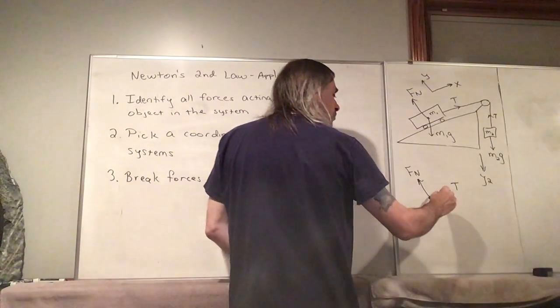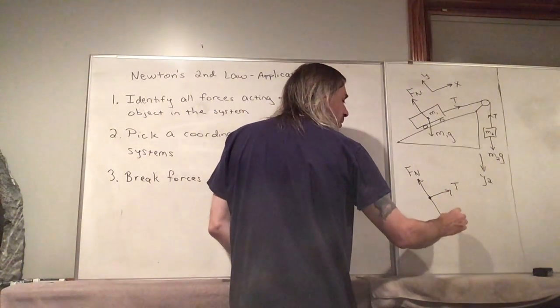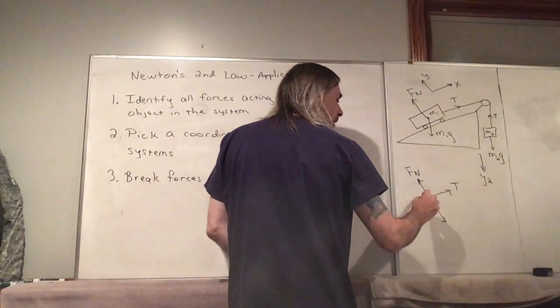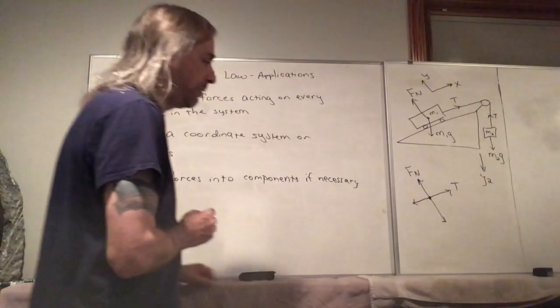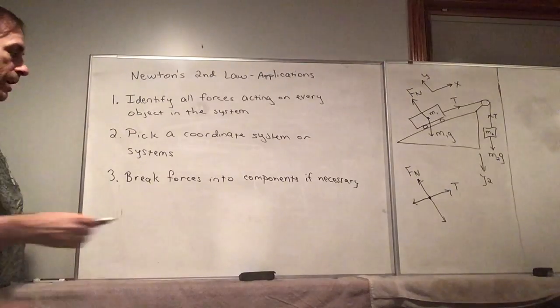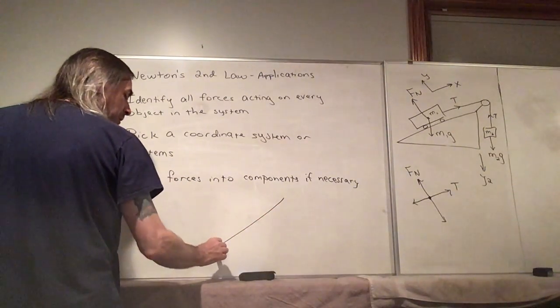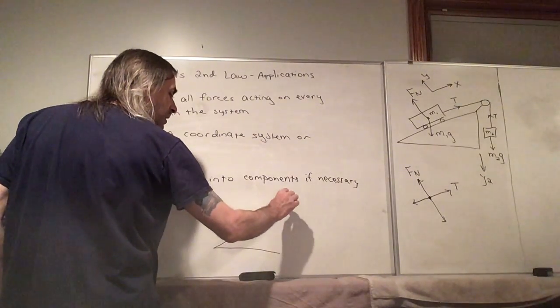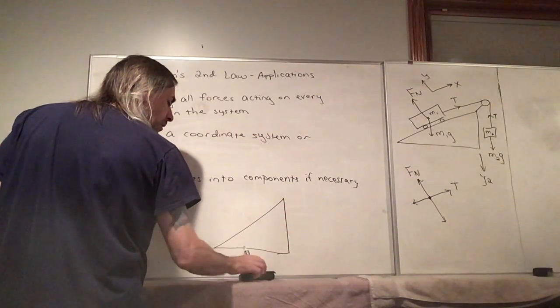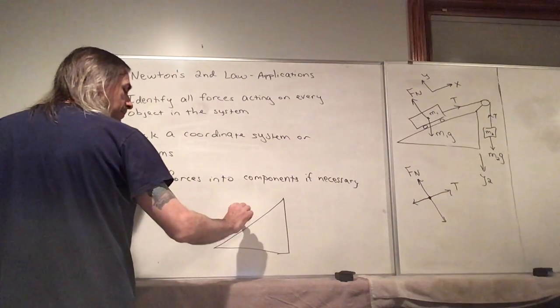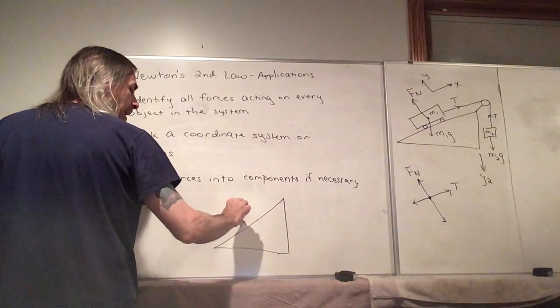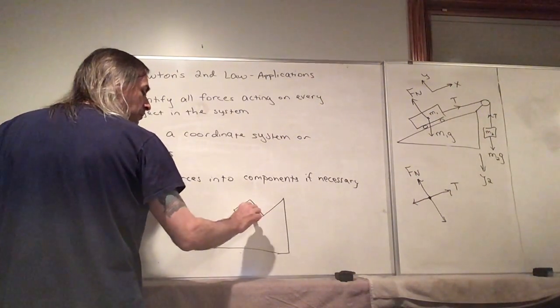Gravity is straight down, but what we're going to do is break it into a component in the y direction and a component in the x direction. So I'm going to draw this. We've done this before, but we'll do it again because it's important to be able to break forces into components. So we have our incline. Say here's our mass, and we're just going to draw gravity, which is straight down.